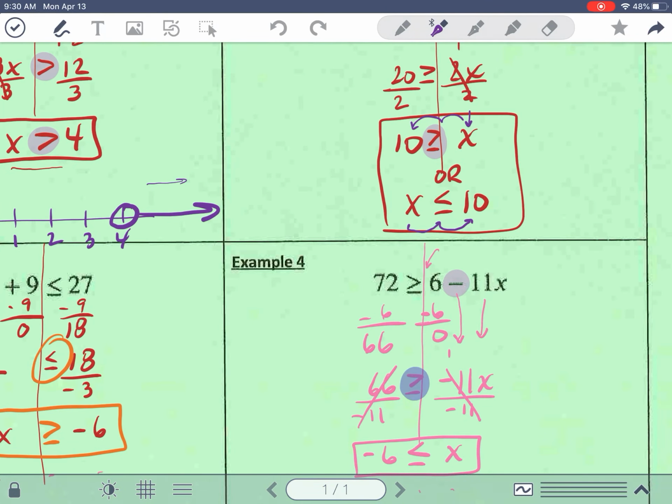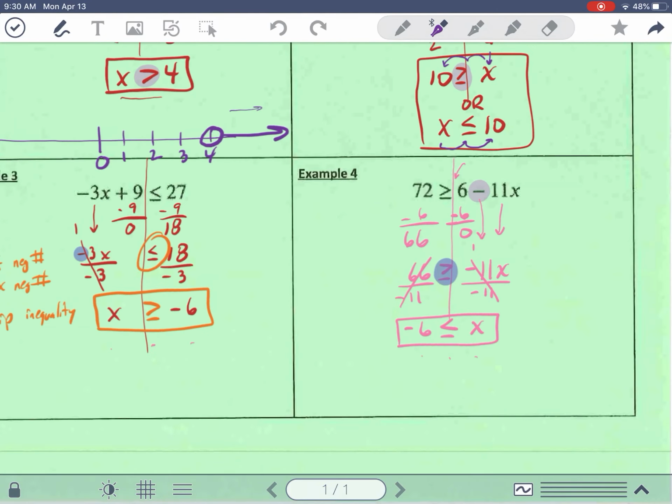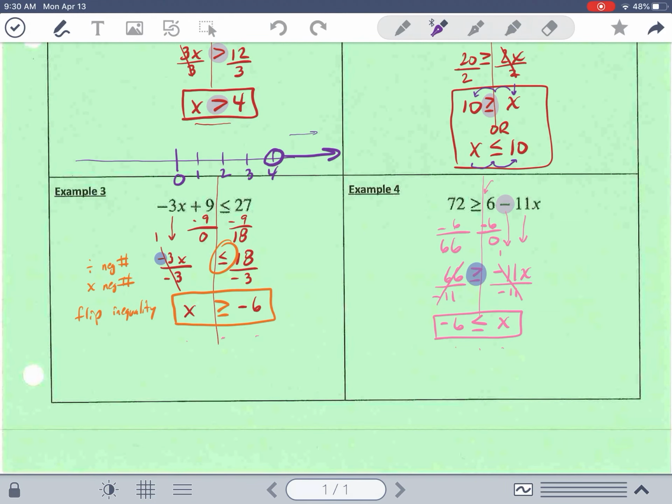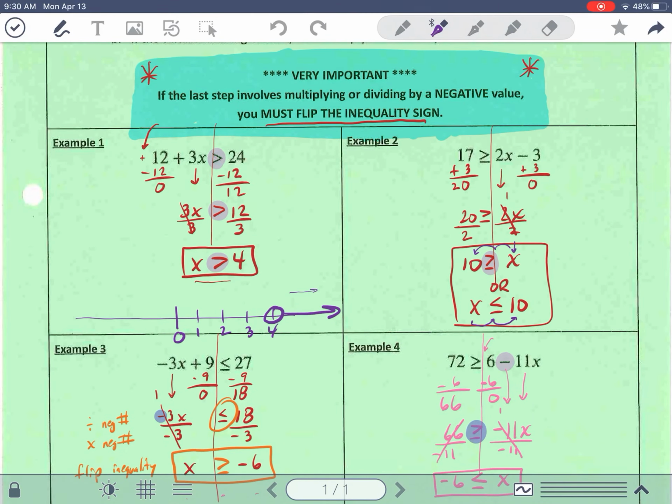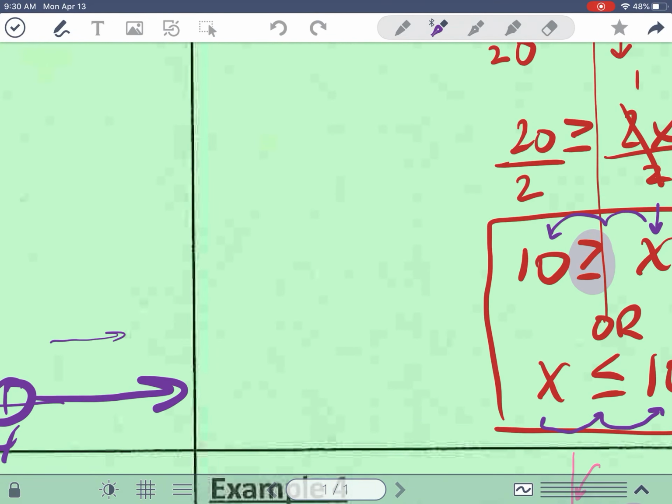Now let's go over to example 2. It says it's less than or equal to 10. Where can I graph this one? I'm going to zoom in. Y'all should be able to zoom in on your own paper, right? Less than or equal to 10. I'm going to say 0, 2, 4, 6, 8, 10.